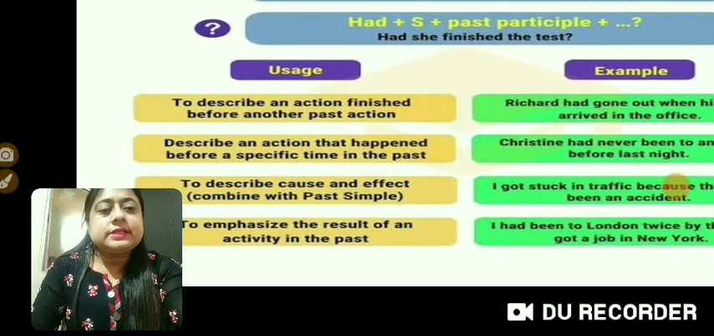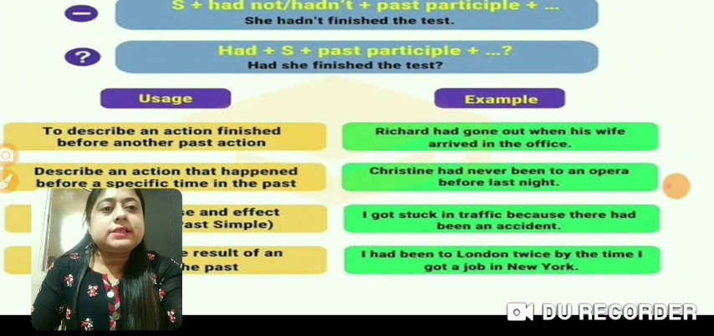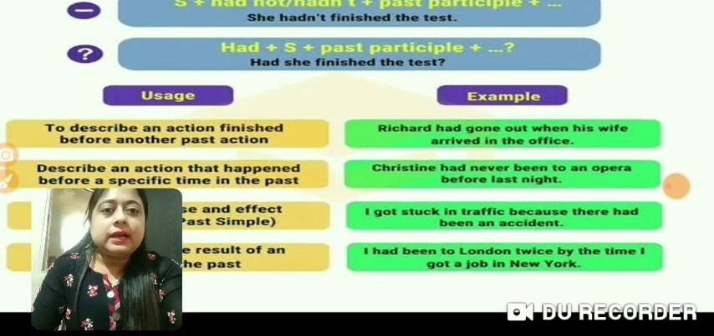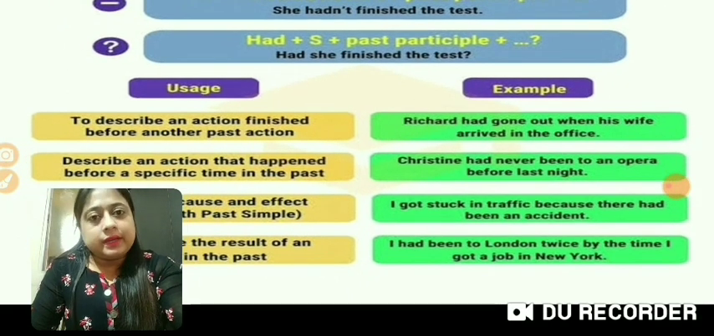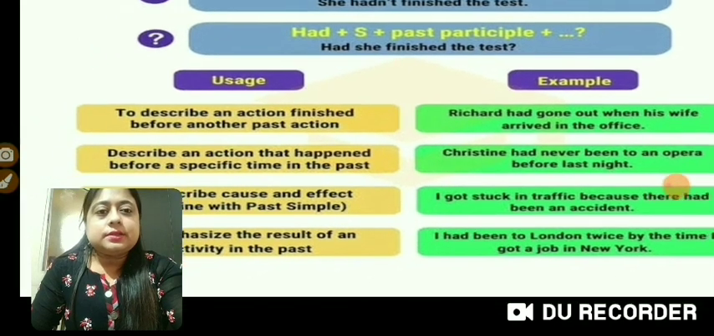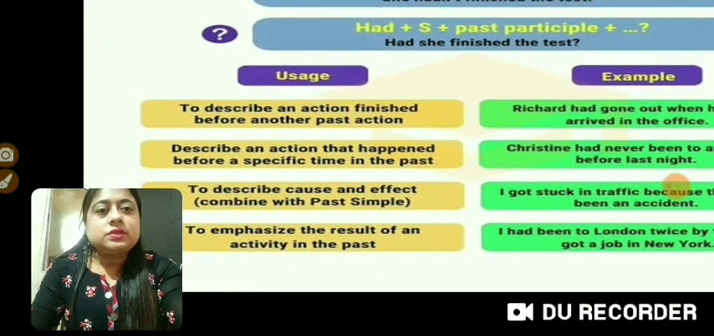Next, to describe cause and effect. For example, I got stuck in traffic because there had been an accident. So why did I get stuck in traffic? That is the result. And why? What was the reason? Because there was an accident. So both cause and effect are said in the sentence. Then we use past perfect.